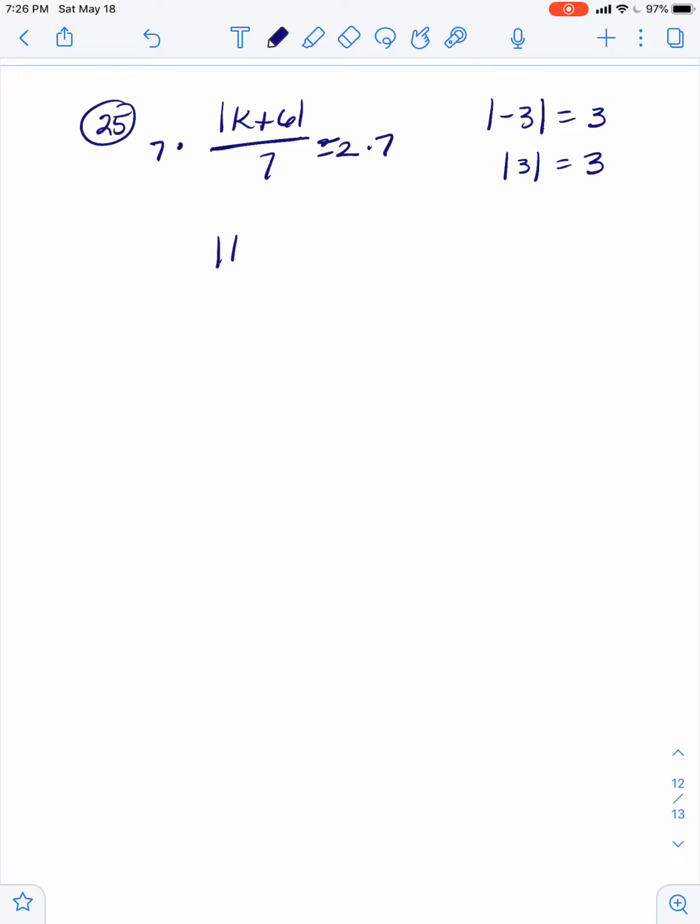Okay, the next review we're going to do is 25 through 27, working with our absolute values. Now, if you'll remember back when we did absolute values before, we talked about the fact that if I take the absolute value of 3, I get 3, and the absolute value of negative 3 is 3, and 3 is also 3. So we've got to remember that when we do our equations. So on this one, since everything here is divided by 7, I need to go ahead and multiply my 7 to both sides.